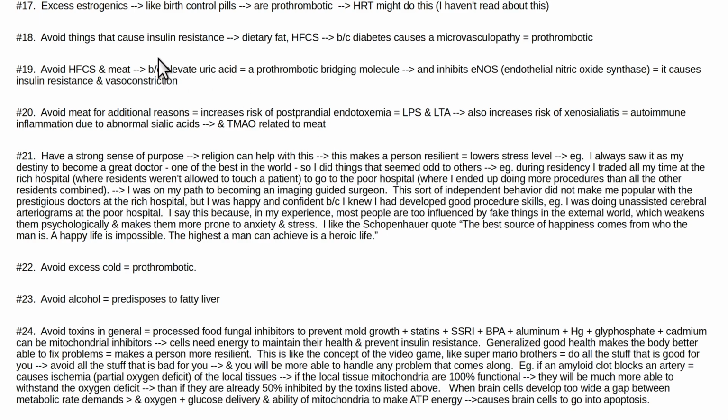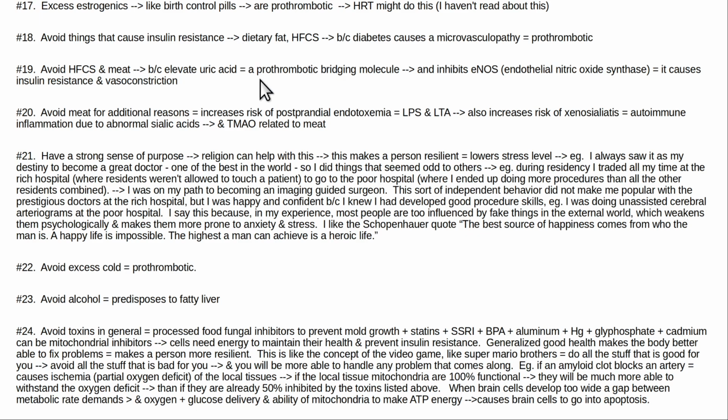Okay, number 17, excessive estrogenics. Excessive estrogenics are prothrombotic, and I think the most common one we think about is birth control pills. Okay, and by itself, again, most women who are on birth control pills don't have any significant clotting that we know of, but you don't want to increase your risks for no reason. Okay, how much does hormonal replacement therapy have in older women? I don't know. I actually haven't read about that. That might be an interesting thing to read about.